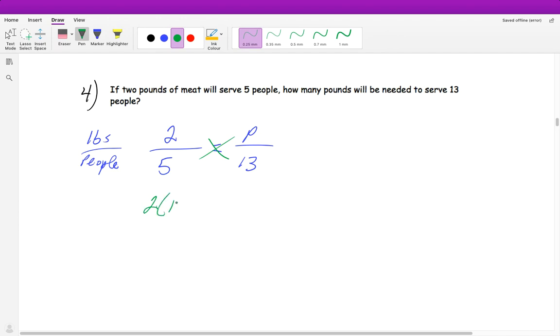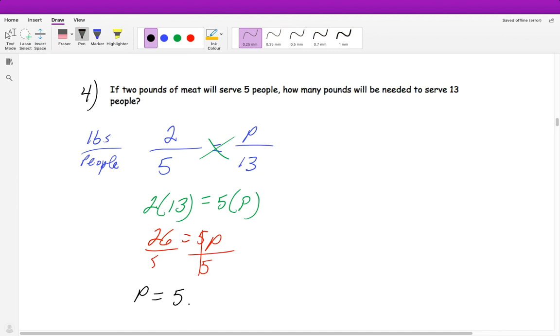We will get 2 times 13 is equal to 5 times P. We will then get, 13 times 2 is 26 is equal to 5P. We will then divide each side by 5 to isolate that P. What we do to one side, we have to do to the other. And then this will give me that P is equal to 5.2. All right, so that will be our answer, that it will be 5.2 pounds.